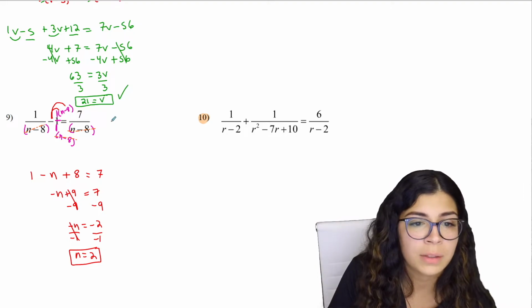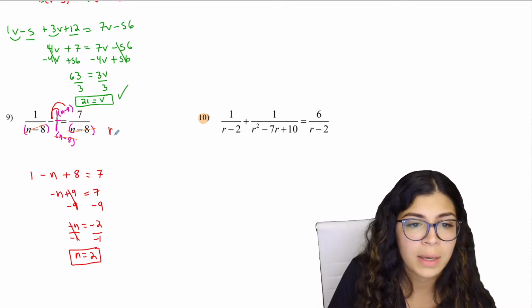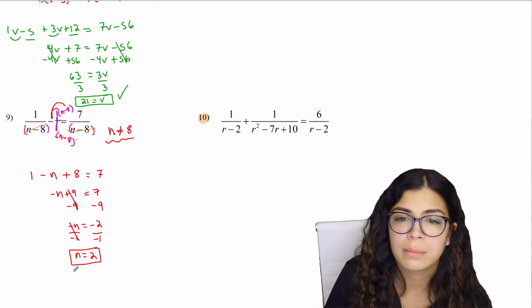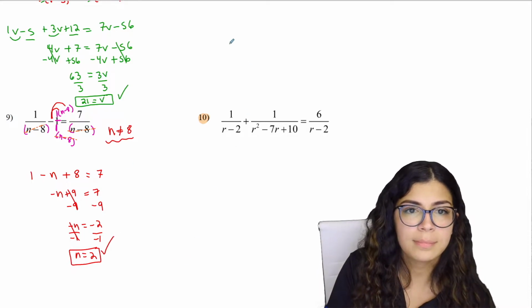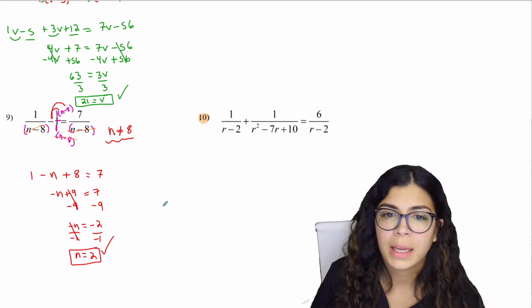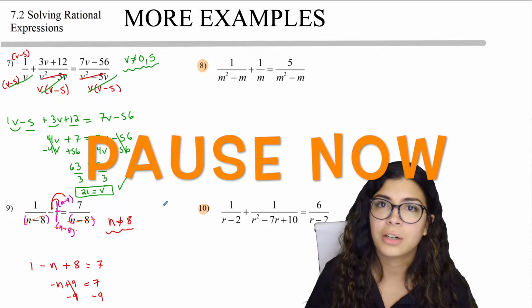Let's go back and check our excluded values. Our excluded value, n cannot equal 8. So we're good. This is a good solution. All right, so go ahead and pause the video now and try number 8 and 10 on your own.